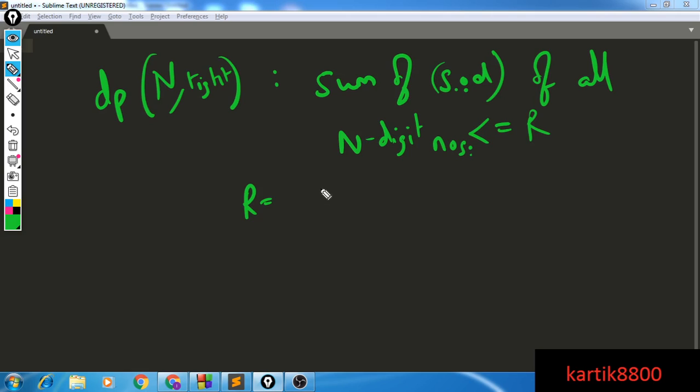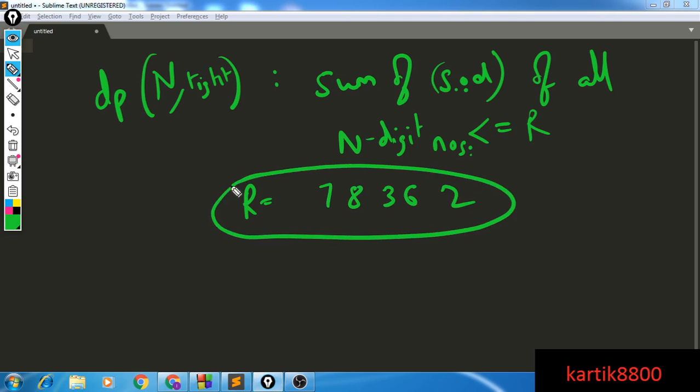So let's take an example, r equal to 78362. And initially tight is obviously 1. I'm trying to think about generating the sum of all n-digit numbers that are less than or equal to this r.